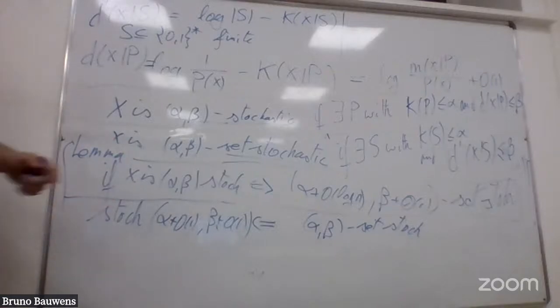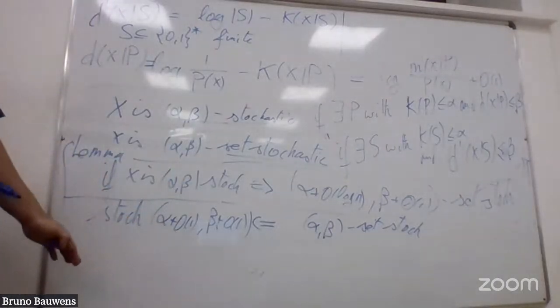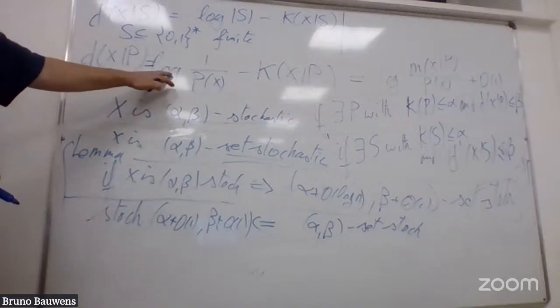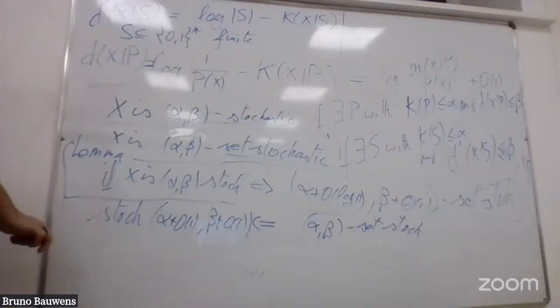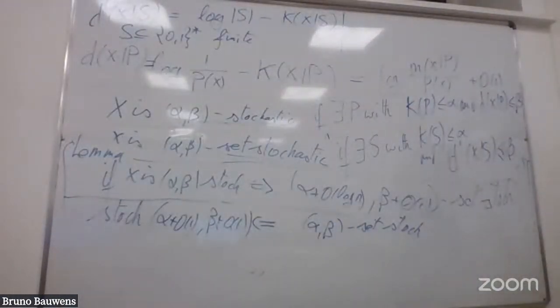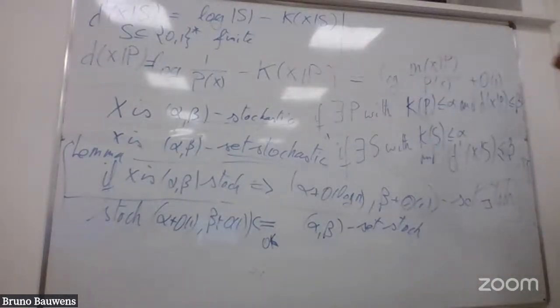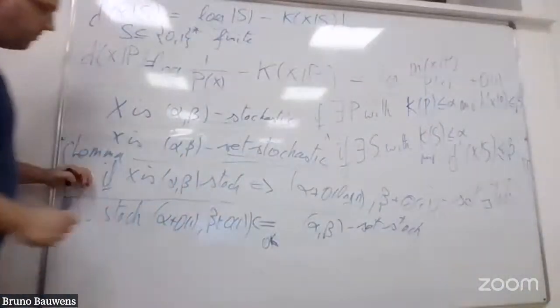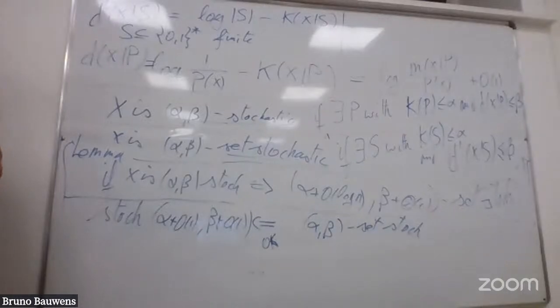And this is precisely like you say. So we add uniform distribution, and then we know that the logarithm of 1 over probability is precisely the logarithm of the set size. So this is okay. And now in the other direction, if X is alpha beta stochastic, then it is alpha plus order log n beta set stochastic.